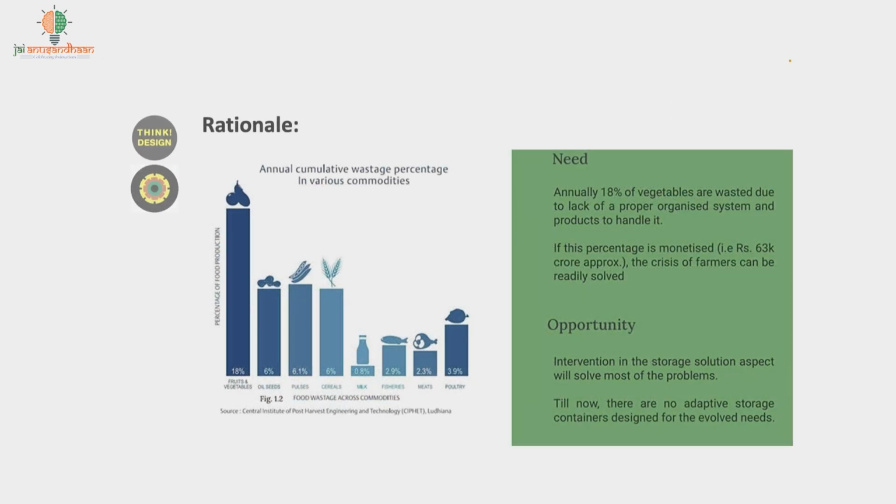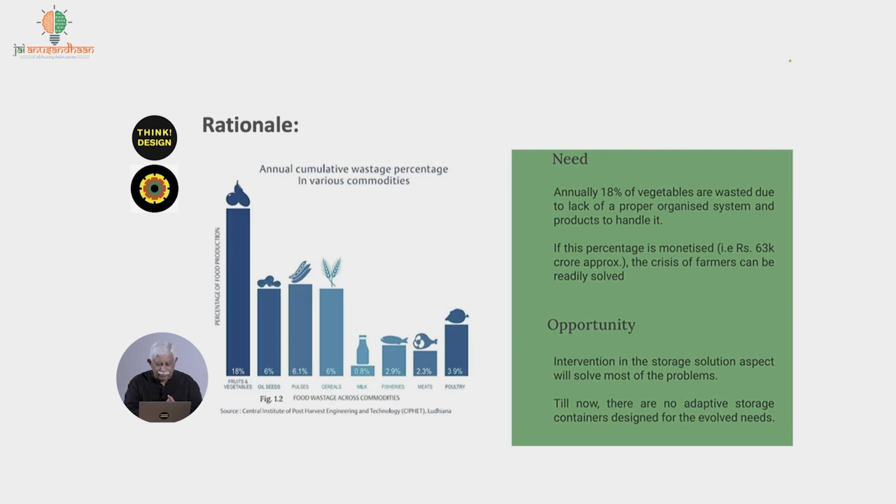Okay. So, if you look at it, there is a big percentage of waste of these. If you look at the graphs here, annually 18% of the vegetables are wasted due to the lack of proper organized system and products to handle it. So, it looks like there is a problem with storage, there is a problem with transportation, there is also a problem with how to transport it.